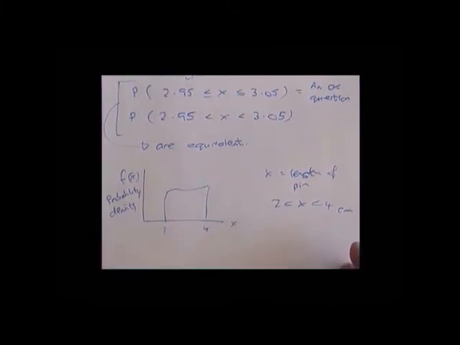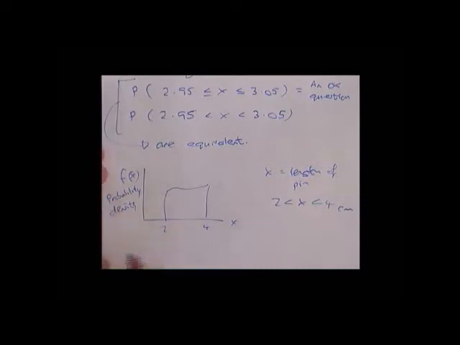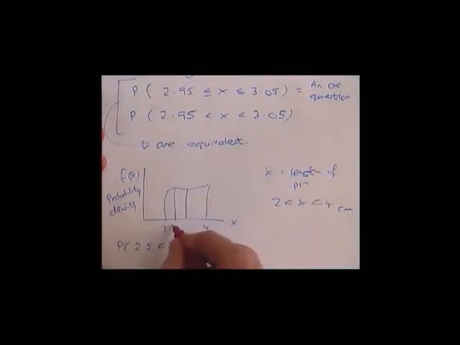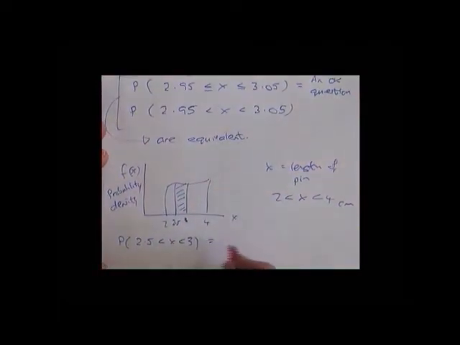Picking up on what Sam said a minute ago, if I wanted to find the probability that the length of this pin was between 2.5 and 3, which I'd write down like that, you can find 2.5, you can find 3, and what you do is you find that area. So you are integrating between those limits, whatever your function is, with respect to x.